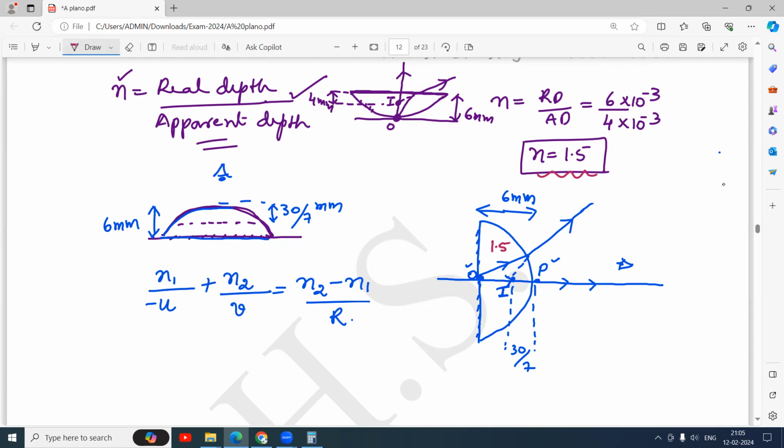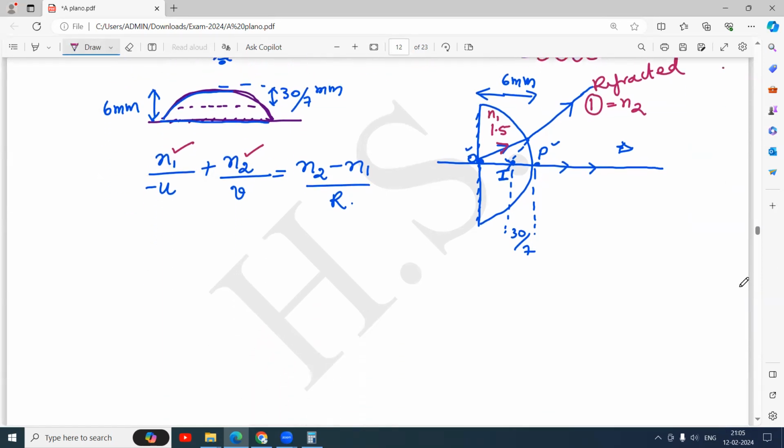What is the medium where refracted rays are present? Refracted rays are here. Incident rays are here. So for refracted rays, the refractive index I can use as 1. So 1 is N2, the medium where refracted rays are present, and N1 is the medium where incident rays are present, so N1 is 1.5. Now, where is the object distance?